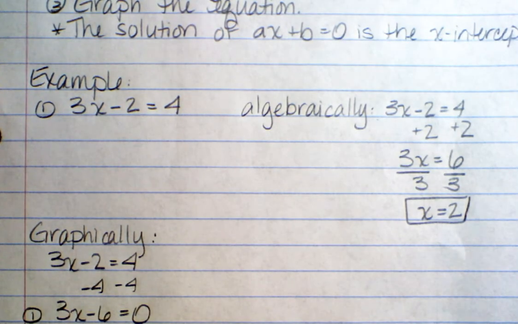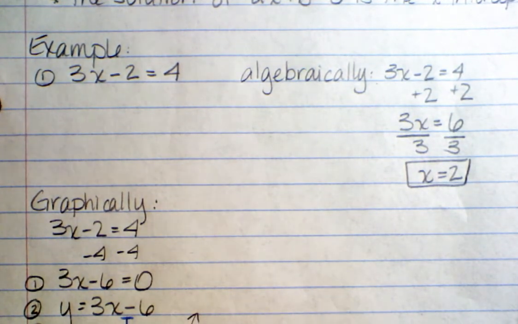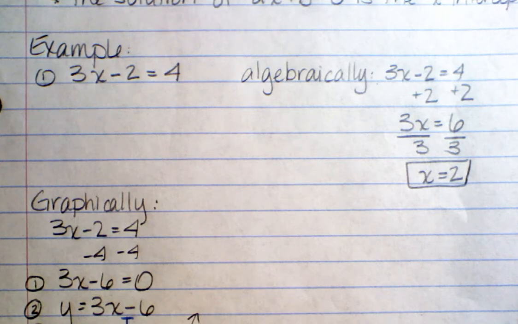So graphically, we would solve that equation by gathering all of the terms to one side, making it equal to 0. That's what I've done in this first step. I subtracted 4 from both sides, so I have 3x minus 6 equals 0. Then in place of the 0, I'm going to write the y. I just put the y on the left because I'm always used to seeing the y first, but that 3x minus 6 doesn't change. So now I have y equals 3x minus 6.